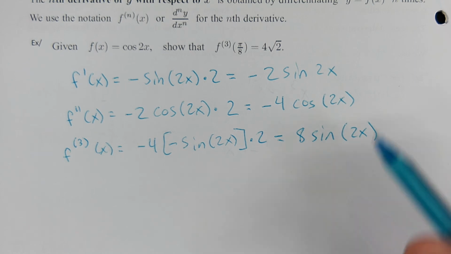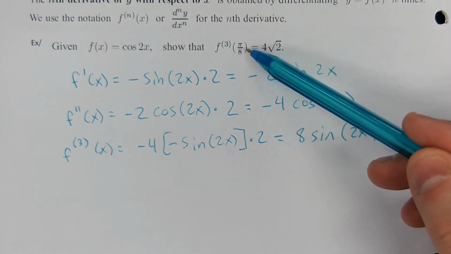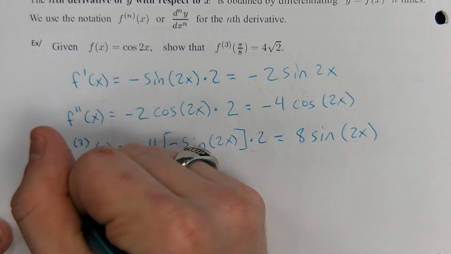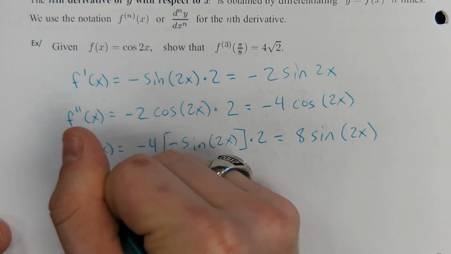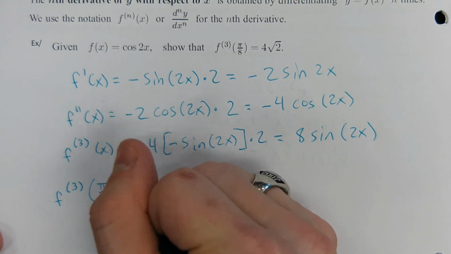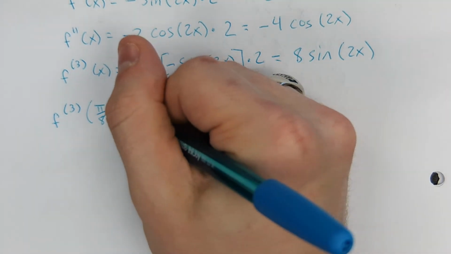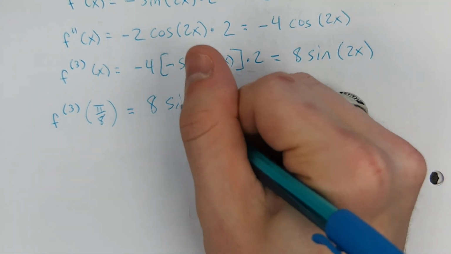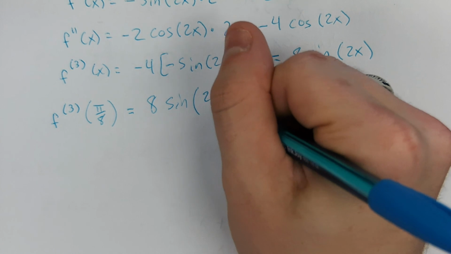What we need to do is substitute in pi over 8 as our x value. And this is where trig takes a drastic turn left for a lot of people, when you have to plug something in and actually evaluate some trigonometry. The third derivative of f of x evaluated at pi over 8 is 8 sine of 2 times pi over 8.